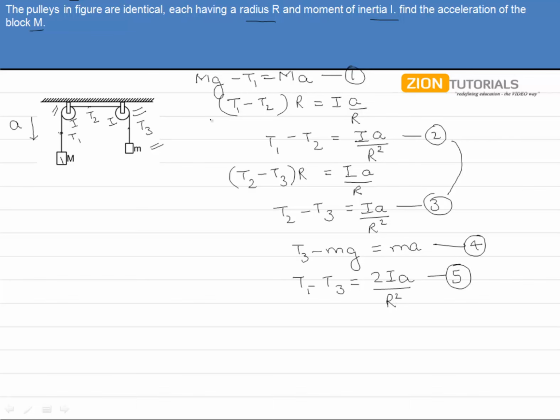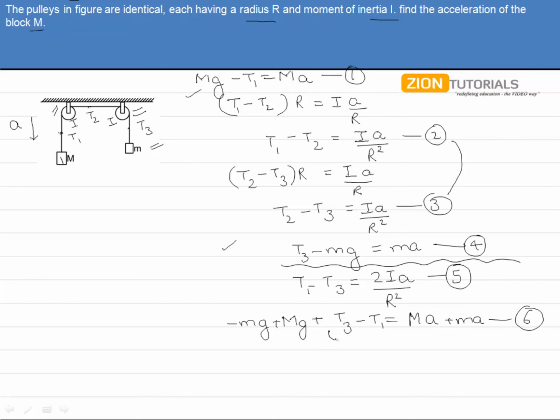Now let us add the equation first and fourth. Now what we are doing is just to solve these 4 equations. These are the major 4 equations, and we are going to solve them. So now let us add first and fourth, from which we are getting minus mg plus mg plus T3 minus T1 equals to ma plus ma, and let us mark it as equation number 6.